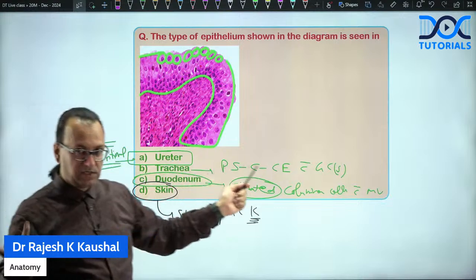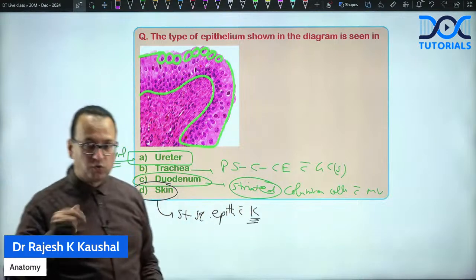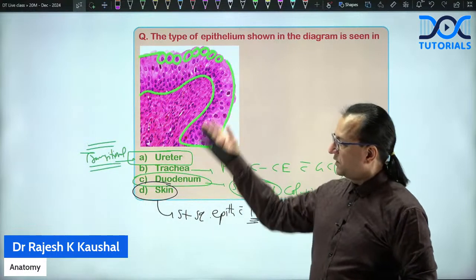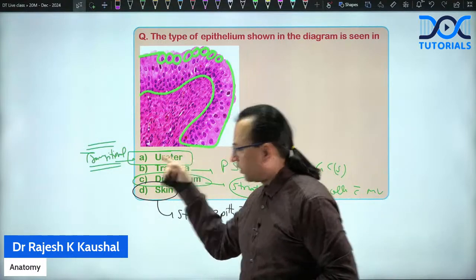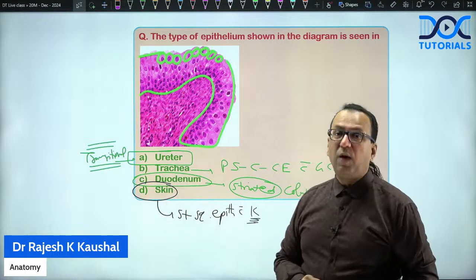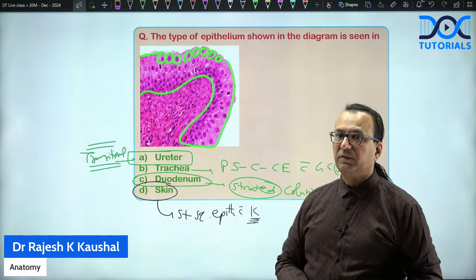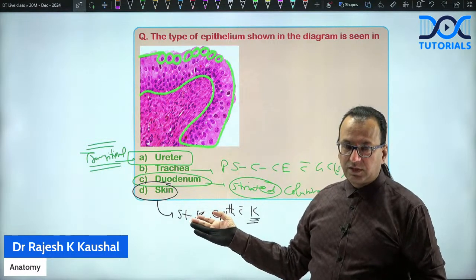How trachea is seen, how duodenum is seen, how skin is seen. I told you how to practice one MCQ. One MCQ you have to practice in such a way that you should know what is the answer. This is the answer. But why is this the answer? Why are others not the answer? And when will they become the answer? Because next time this won't be the question. The examiner will change the question. Then what will you do?